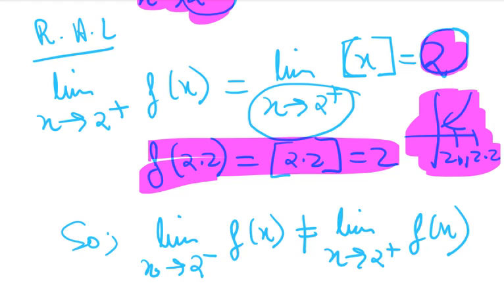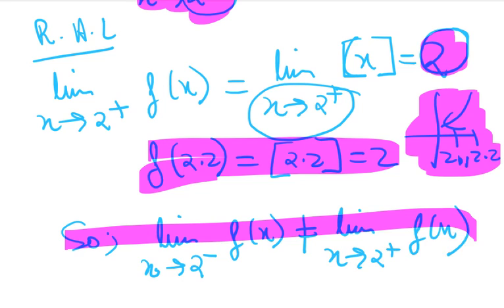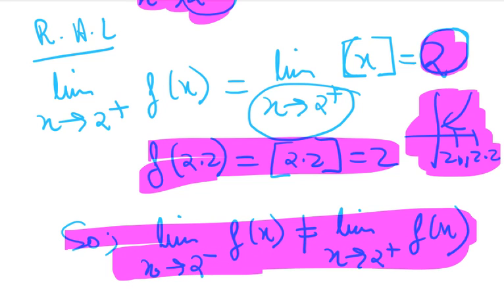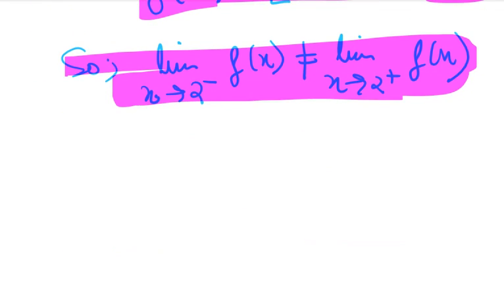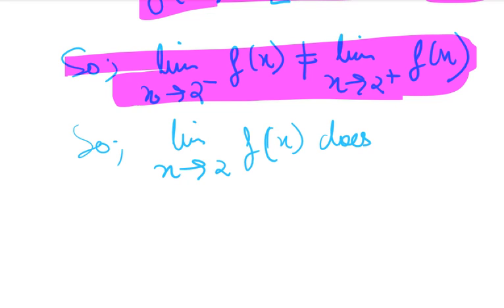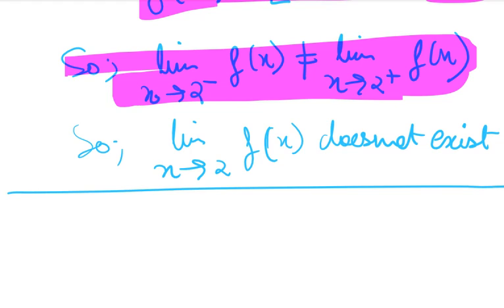Alright, so now you can see that the limit does not exist, they are not equal to each other, hence the limit does not exist. That I have not written, that's right. So limit x tends to 2, f of x does not exist. Okay, that's it for today, students.